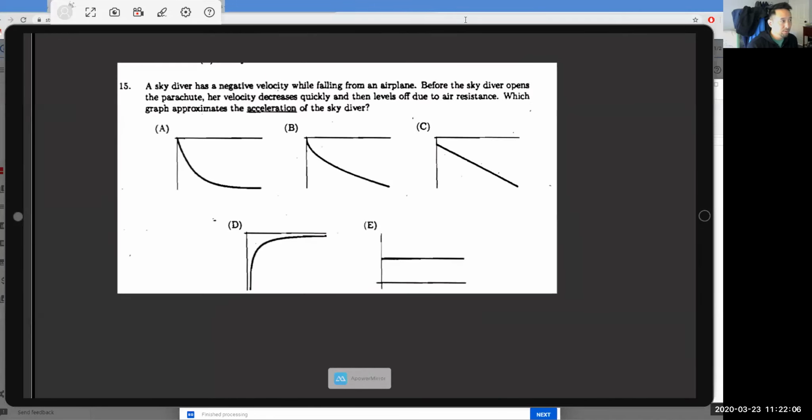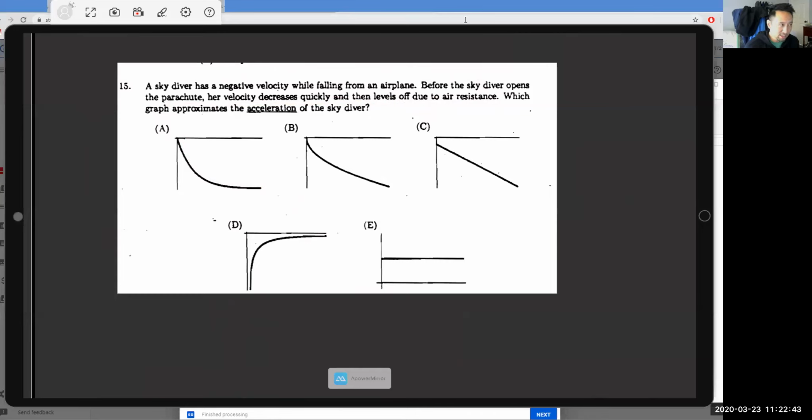Okay. Moving on to number 15, a skydiver with negative velocity. I'm assuming you guys can read it. Again, like I said, you can always pause this video, which is kind of cool. If my velocity decreases quickly and then levels off due to the air resistance, that graph looks like this. A, you see how the velocity is decreasing quickly and it starts to level off. That's great. So A would be my velocity graph, or everything that this problem is talking about before the question.